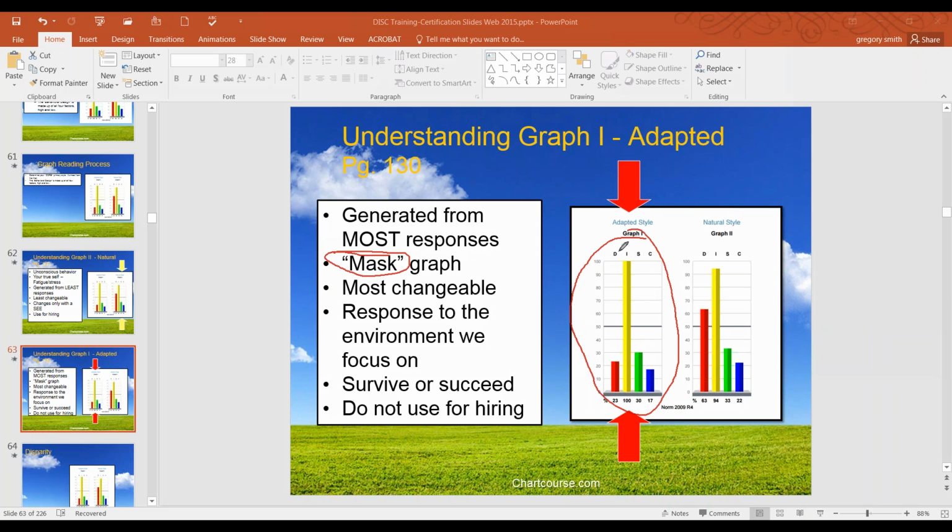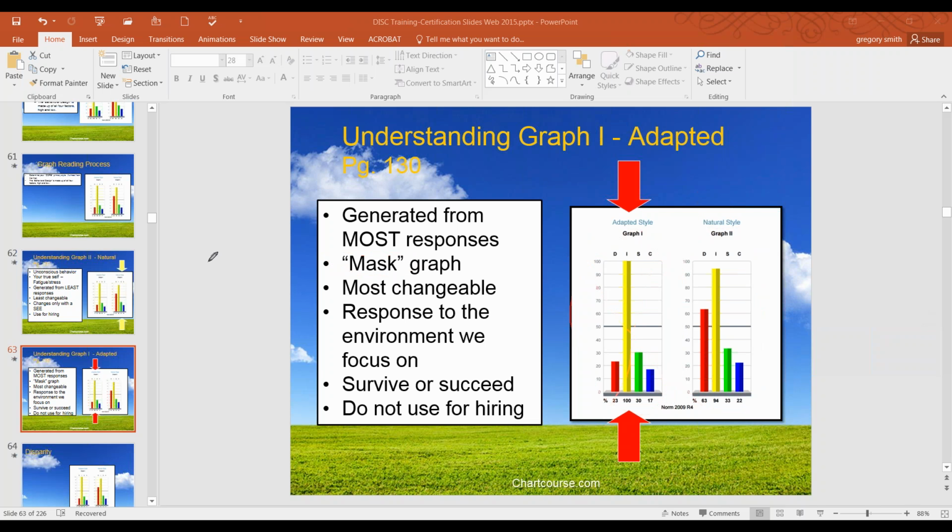So for hiring, we don't pay much attention to the adaptive graph, because it reflects their current job or place of employment. For hiring, I only pay attention to the natural graph. When I'm coaching someone, then yes, you need to look at both graphs to see their awareness at work. Are they adapting, and is their behavior in accordance with being a good leader, a good team builder, or whatever job they might have?